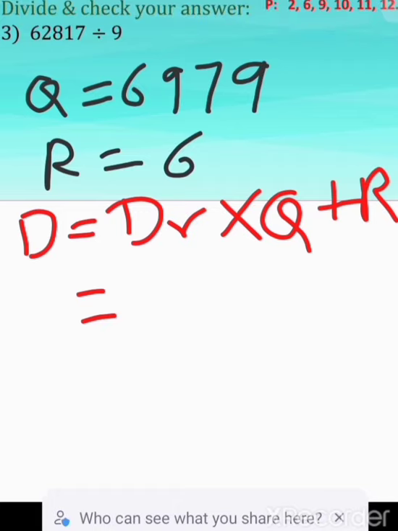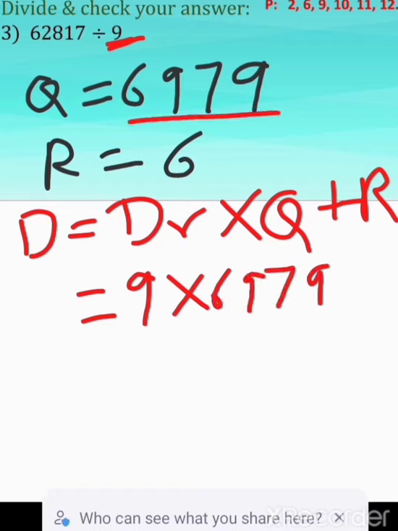Dr is not actually the short form for divisor, but I'm just using it because of the lack of space. So instead of divisor, we are going to write this 9 here. My quotient is 6,979 plus my remainder is 6. Now what you have to check is, you have to multiply these numbers together and check whether you are getting the dividend or not after adding 6. So let's do the multiplication.